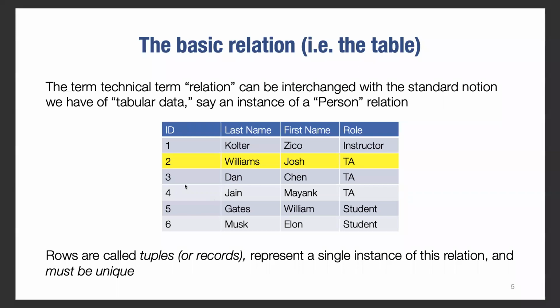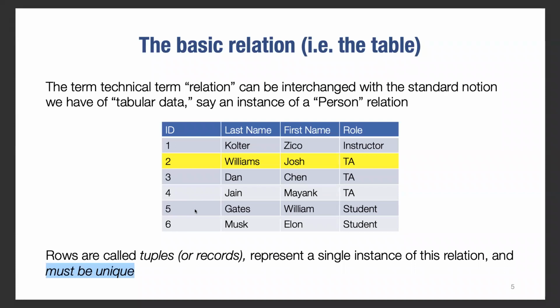So, each row in a table is called a tuple. It's called a tuple or record, like I've mentioned, and it represents a single instance of the relation. Like I said as well, it must be unique, because if it is not unique, you're defeating the purpose of having a table. You need to be able to say row one is different from row three and different from row five. It should have a unique identification.